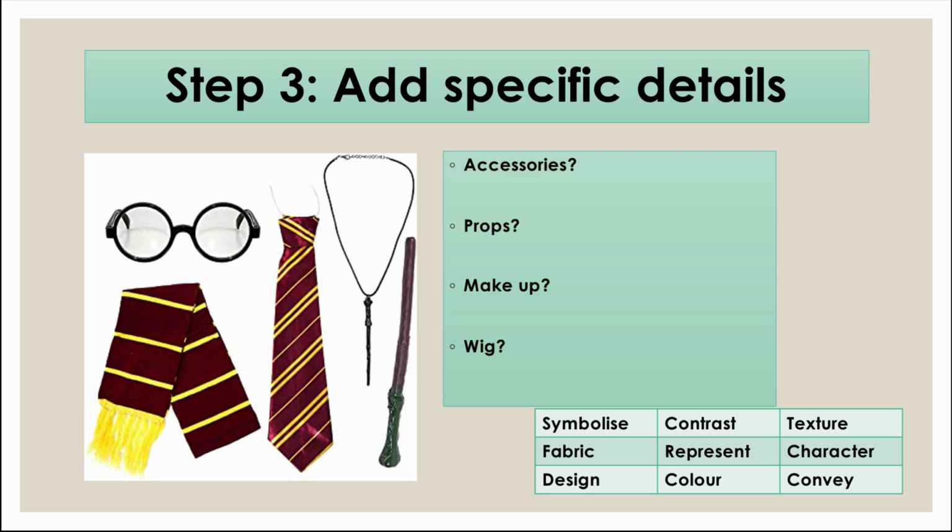Step 3. Add specific details. Now it's the time to consider specific things that your character may be carrying or wearing. Consider their accessories, props, the makeup that they may be wearing. You may, for example, like Harry Potter, have a scar on your character's forehead. Does your character need a wig to show their age or to demonstrate a non-naturalistic character? Use the vocabulary bank at the bottom to help guide your responses.